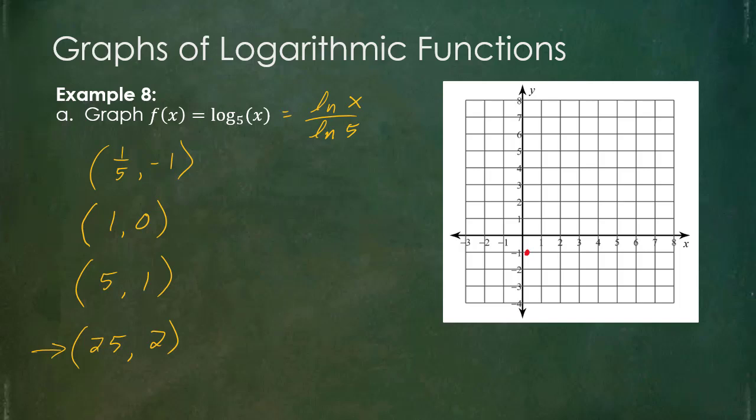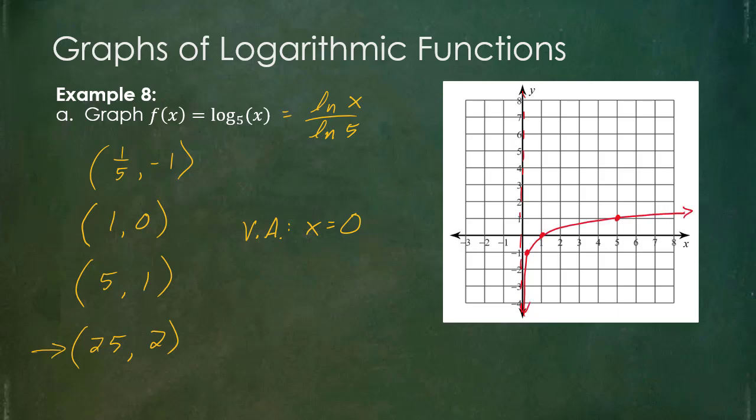I do have a vertical asymptote. I guess I could mention that off to the side. There is a vertical asymptote that normally is supposed to be at x equals 0. So if I were to draw that on my grid, it would just be this vertical dashed line at the y-axis. So I know my graph's going to get close to that, but not cross it. 1, 0 would be right here, 5, 1 would be right here, and then 25, 2 would be way over off to the right of the screen. So this one, as far as the shape of the graph, will look something kind of like this.